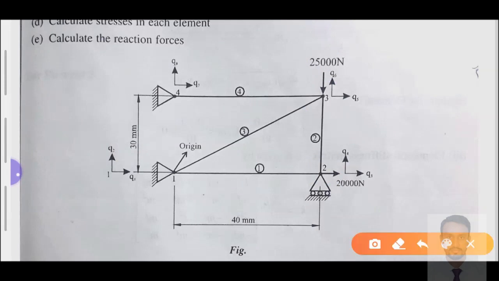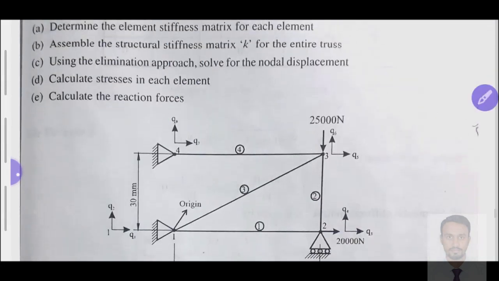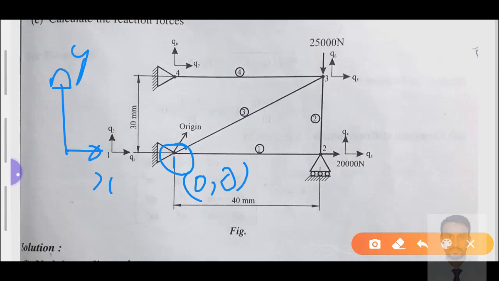Now how do we start solving the problem, how do we define the origin? First we need to define the x and y axes like this. This is the x axis and then the y axis. Separately I'll take it here. This is the x and y axis. This one is the origin 0, 0. And then this I'll say is node number 1. And then this is node number 2.